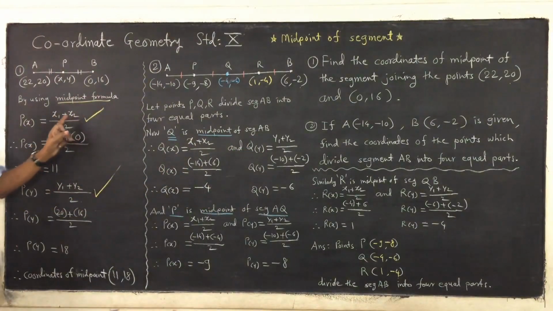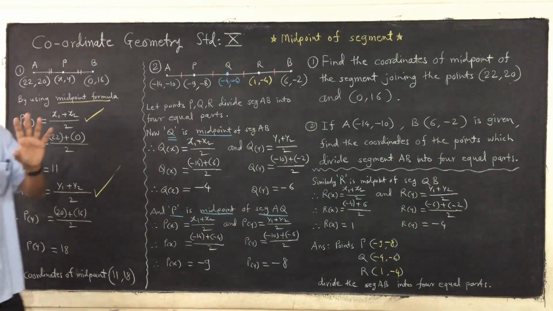(x1 plus x2) upon 2 is the x coordinate of that midpoint, and (y1 plus y2) upon 2 is the y coordinate of that midpoint.